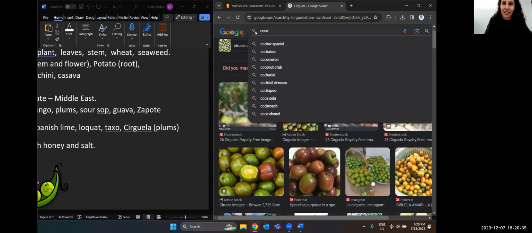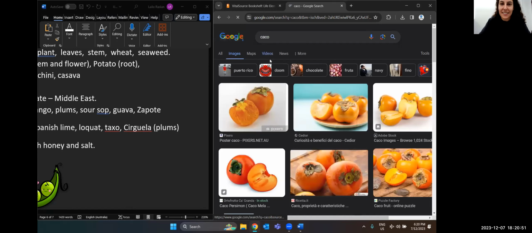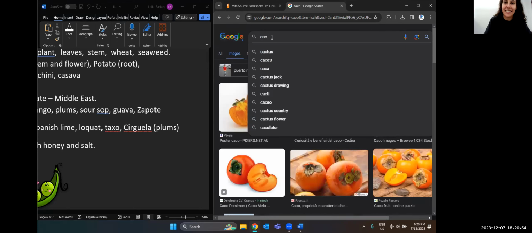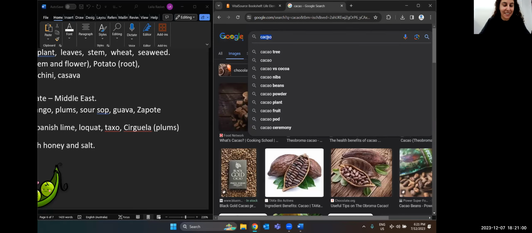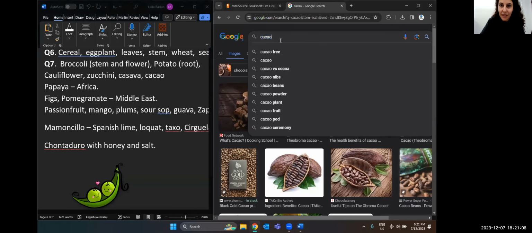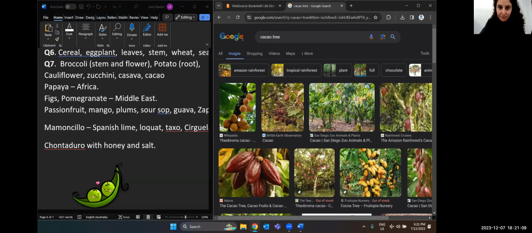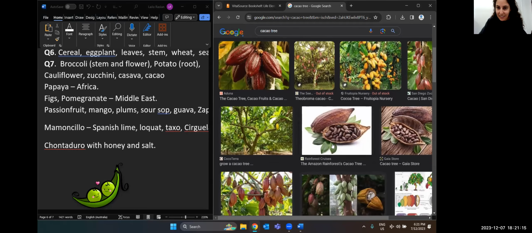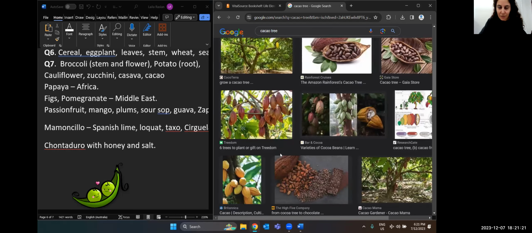Cacao, yeah. Because that comes from, I always forget how to spell this one. C-A-C-A-O. Yes, I always forget how to spell this one. It's always difficult. Cacao. Yep. So again, that comes from a tree. That's how we get chocolate. The cacao. Amazon. So it must be very native to South America as well.